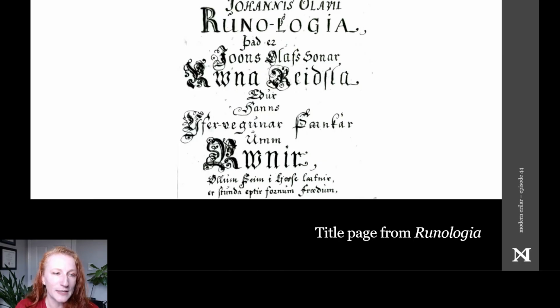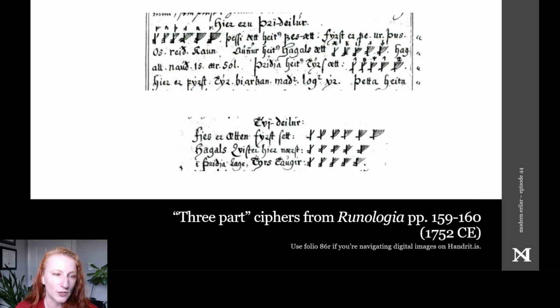Runologia survives in a manuscript from 1752, now part of the Arnamagnæan Collection in Copenhagen. In it, Ólafsson has recorded runic knowledge from his research on Icelandic manuscripts, including several pages on cipher runes that start on the page he numbered 159.